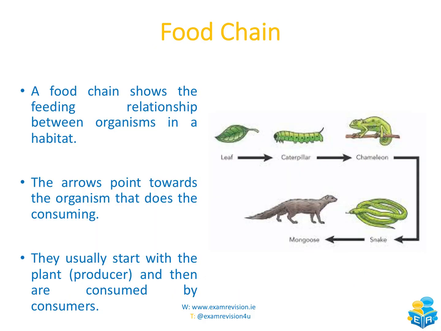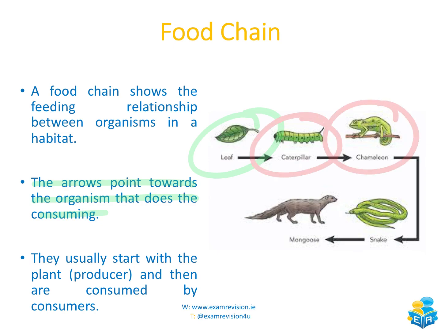Now, a food chain will show the feeding relationship between the organisms in a habitat, and it's really important that the arrow points towards the organism that does the consuming. So they will usually start with our producer and then are consumed by consumers. So primary consumer, secondary consumer, tertiary consumer. In this case, we actually have a fourth consumer, but normally we'll only go as far as the third consumer just because of the amount of energy that's lost.